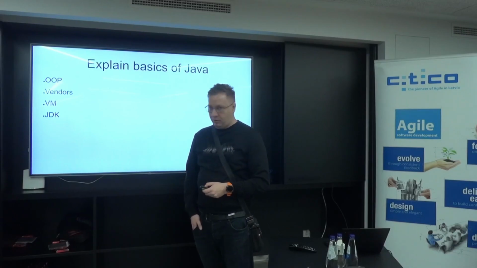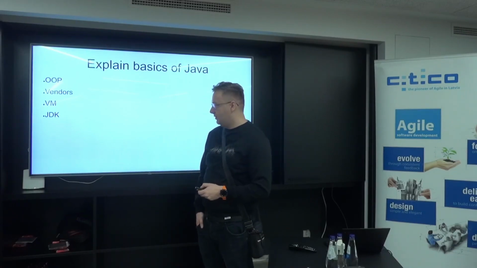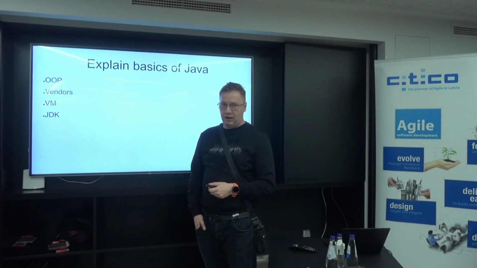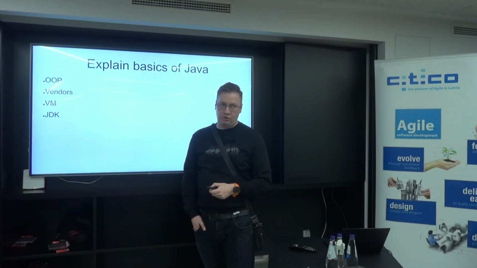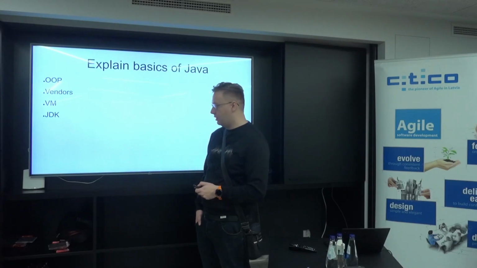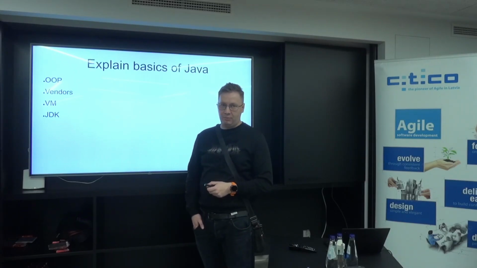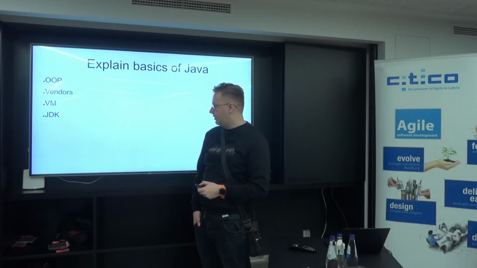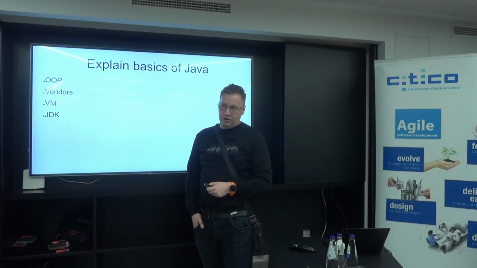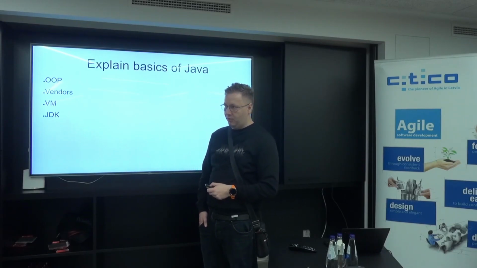So just to respect Java, I will explain what the primary, basic features of Java are. It's an object-oriented language, which means that everything inside Java is an object. You cannot create something that is not an object at all. The second feature Java has is vendors, because the first object is created by a vendor by specifying the Java version. And you start with vendors. And also it has a virtual machine.